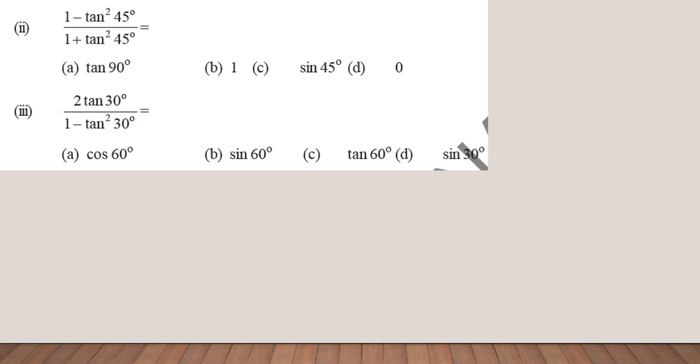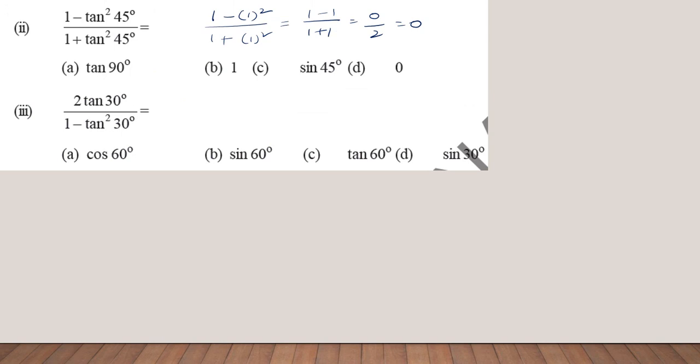What is given here? 1 minus, what is the value of tan 45? Tan 45 is 1 whole square by 1 plus 1 whole square. So from this, 1 minus 1 by 1 plus 1, which is nothing but 0 by 2, which gives me 0.